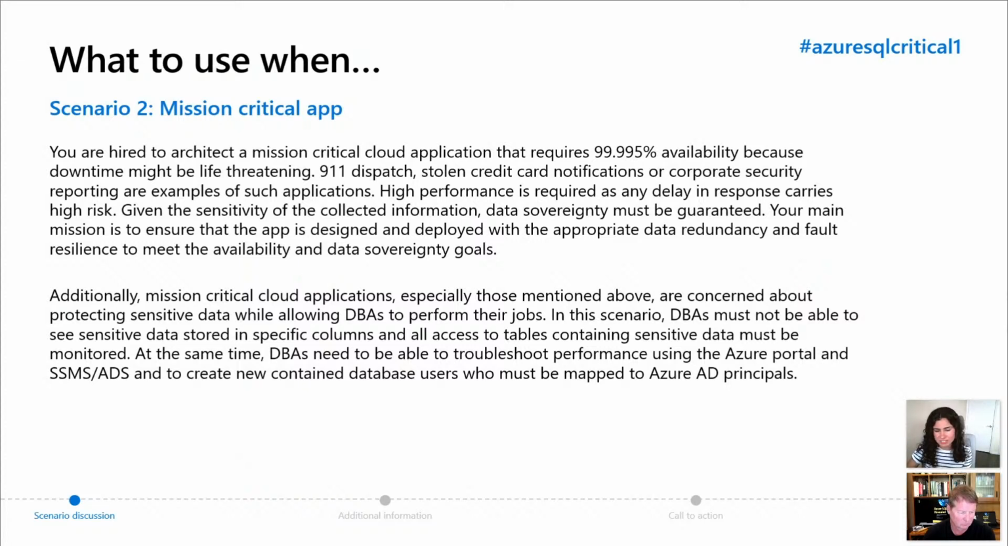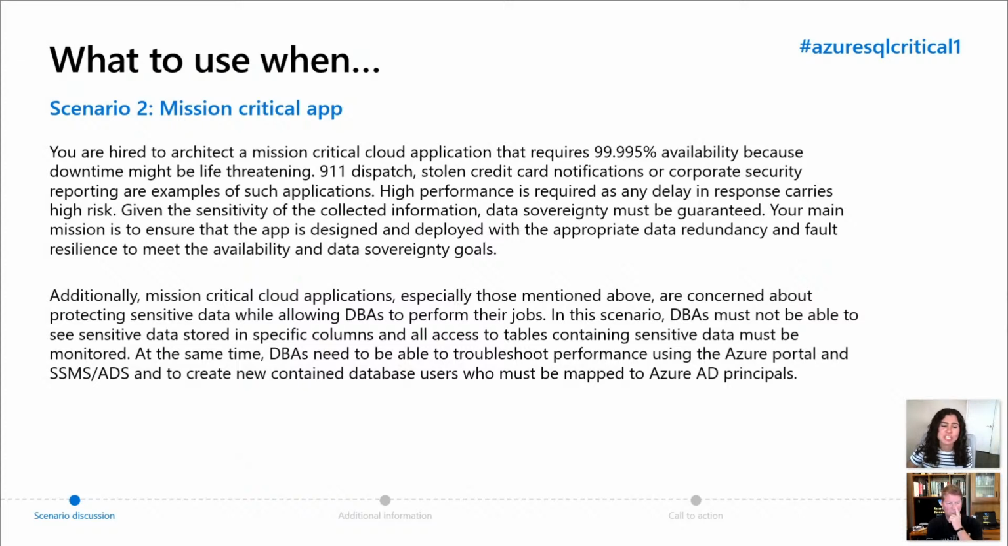So you could think of this example like a 911 dispatch. It really needs to be high performance and highly available, because any delay in response can carry a high risk. Now, given the sensitivity of this, if we consider 911 dispatch, this personal or collected information or medical information, data sovereignty must be guaranteed.